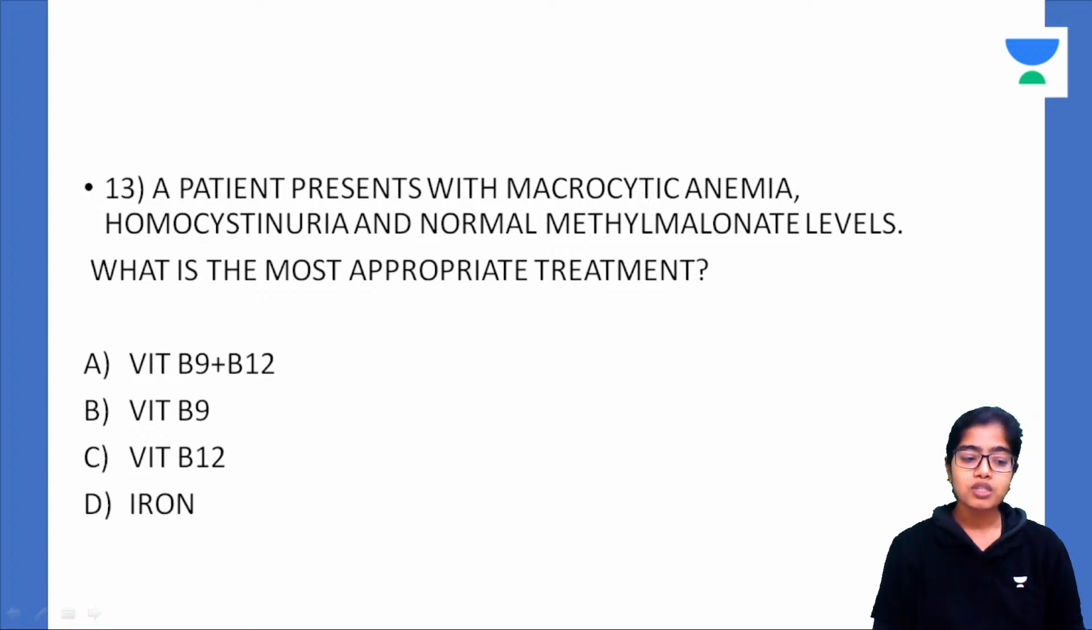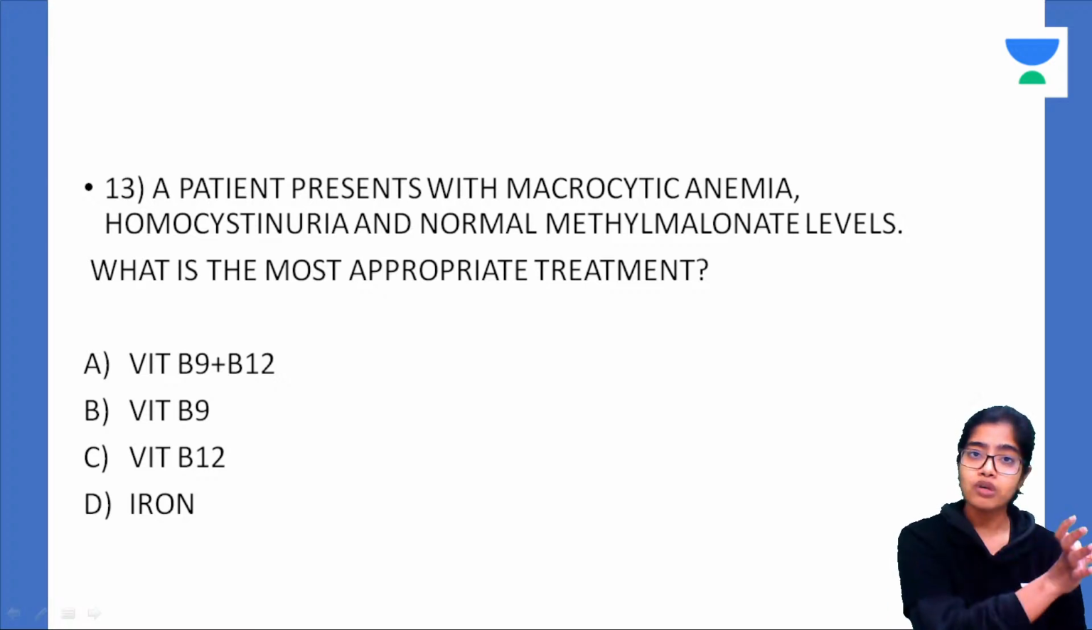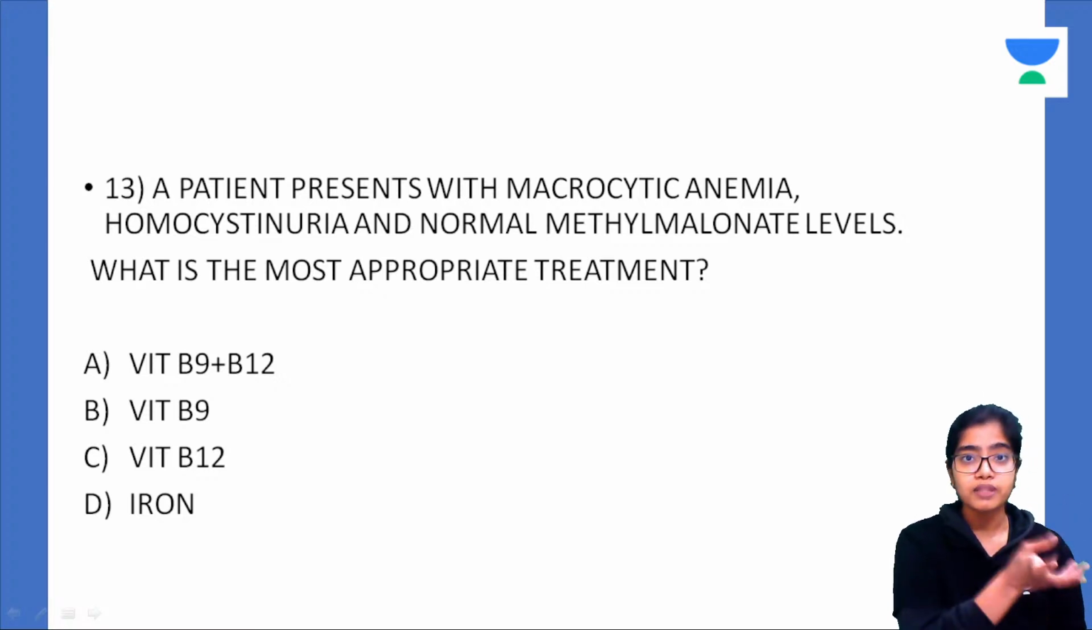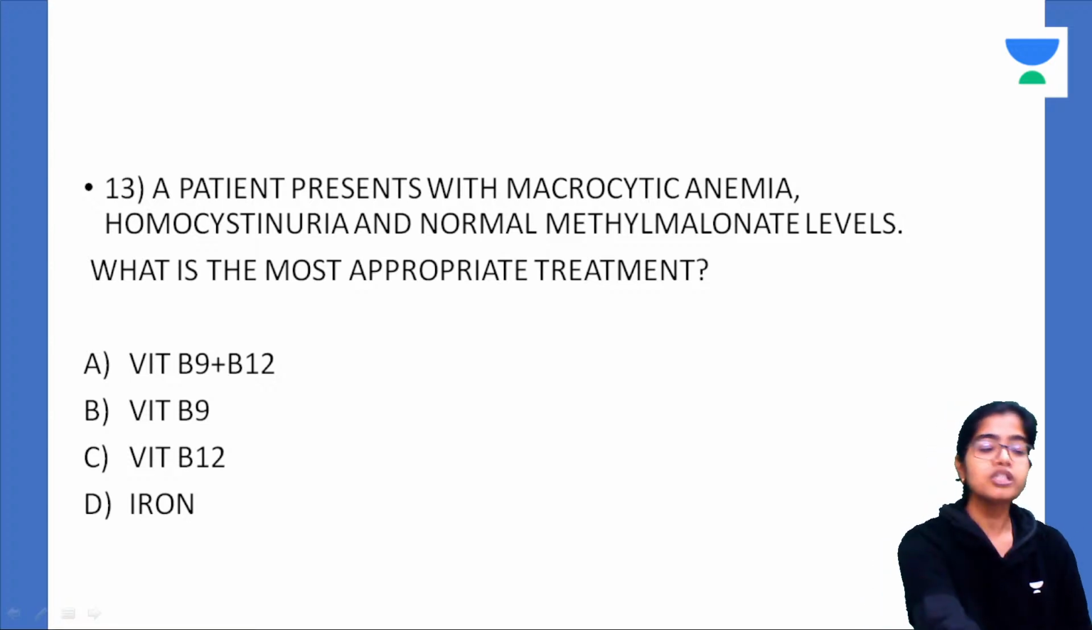Now there is homocysteine urea. If there is homocysteine urea, that means homocysteine is high. If homocysteine is high, that means it is not getting converted to methionine, isn't it? Then what does it mean? It means there is deficiency of these 1-carbon donors. That means there is deficiency of either tetrahydrofolate or cobalamin or both. So again we are coming to macrocytic anemia can be due to B9, B12 or both. Homocysteine urea can be due to deficiency of B9, B12 or both.